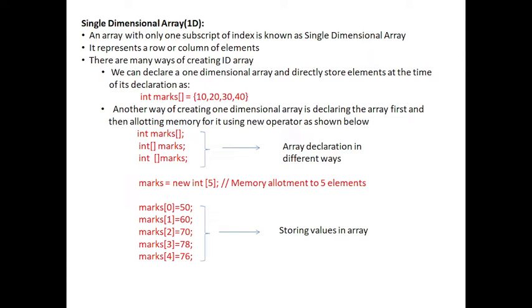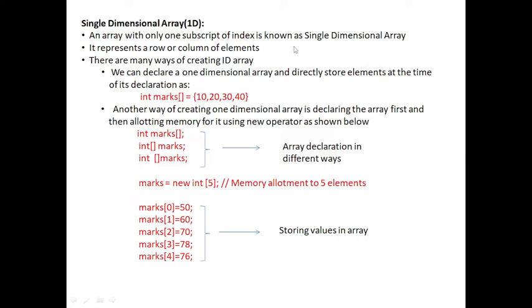So if you see here, single dimensional array can be written in short form as 1D. 1D means one dimensional array. So if we see the definition of the 1D array, an array with only one subscript or index is known as single dimensional array.